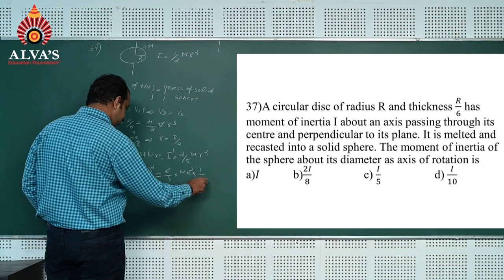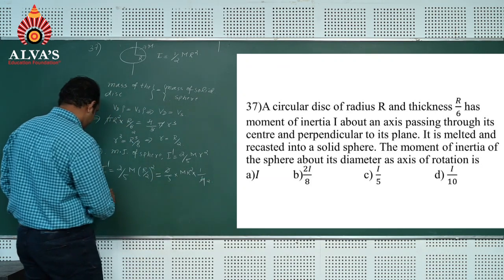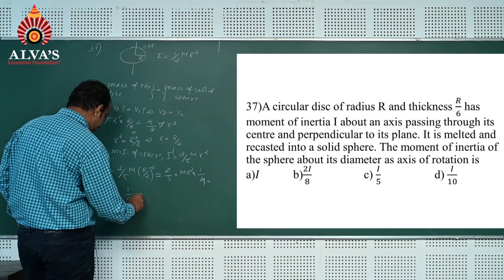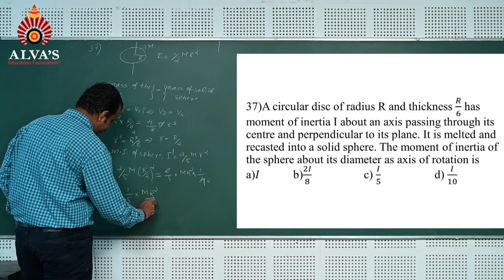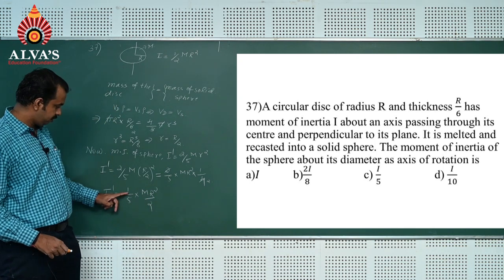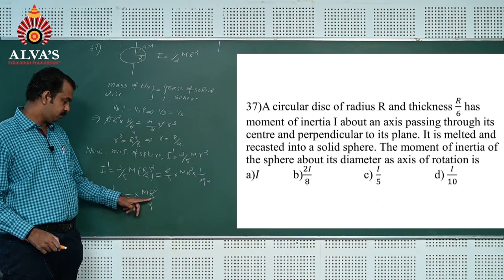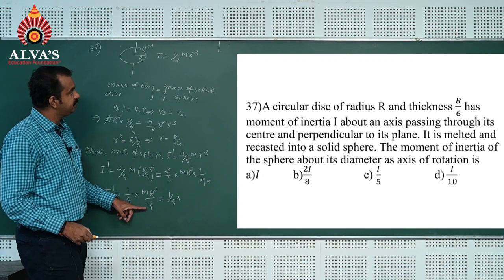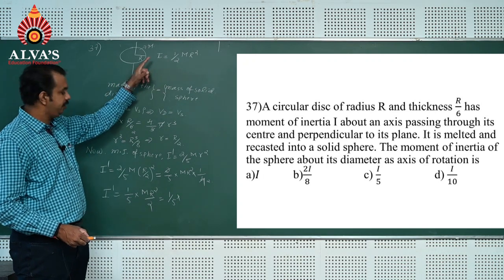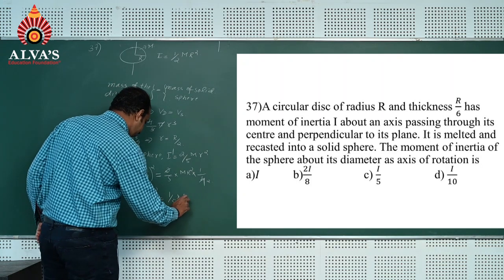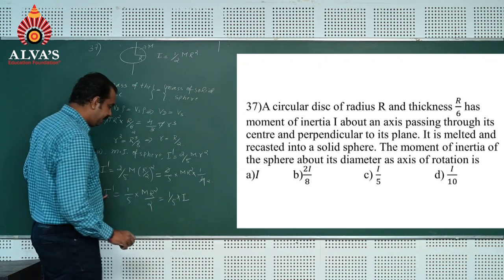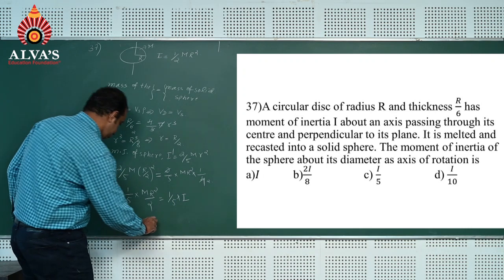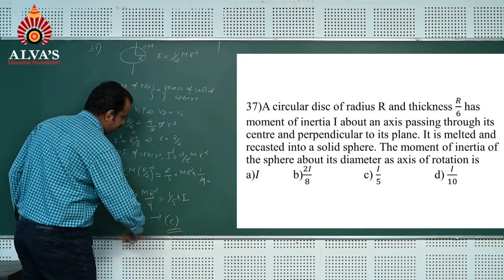That is, 1 and 2 get cancelled, which is I dash is equal to 1 by 5 into m r square by 2. Here m r square by 2 is the moment of inertia of the circular disc, so m r square by 2 can be replaced by I. That means I dash is equal to 1 by 5 into I, or I by 5. So option C is the correct answer here.